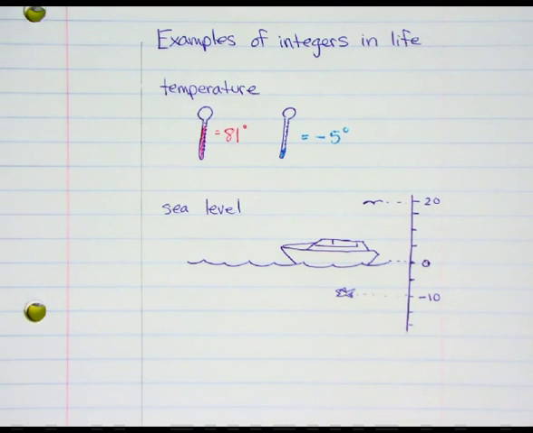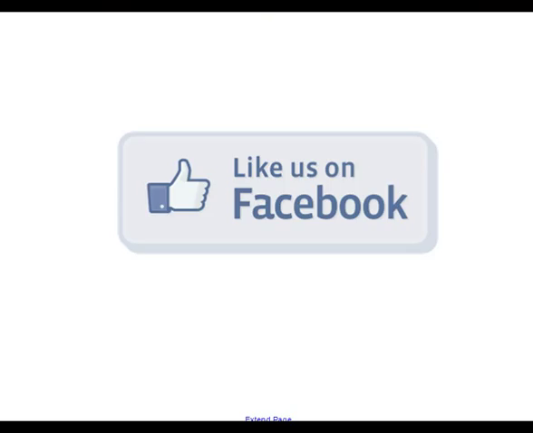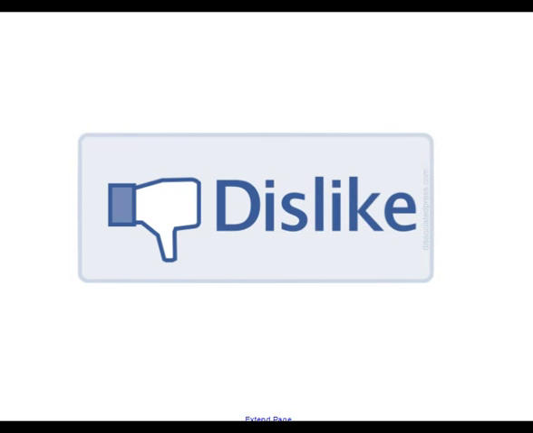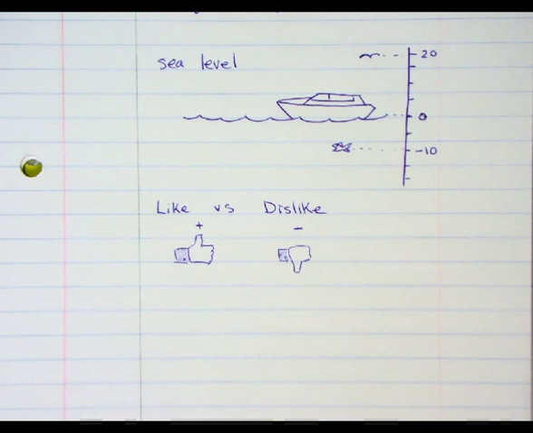Can you think of any other examples? If you ever clicked this button before and you liked something on Facebook, then that would be a positive integer. If you dislike something, that would be considered a negative integer. So we can add that as well to our notes. And then I have one other example for you.